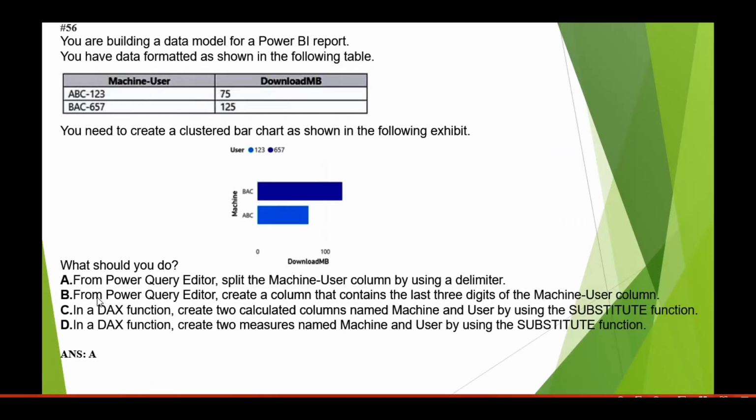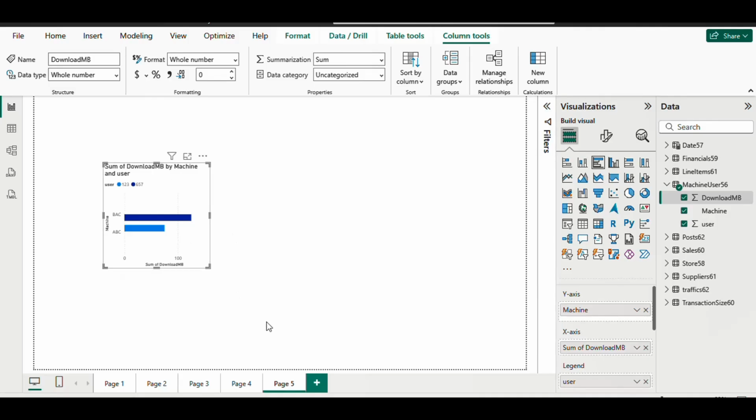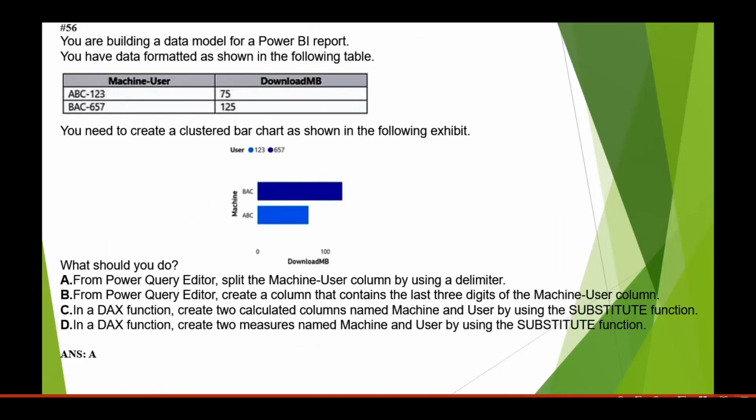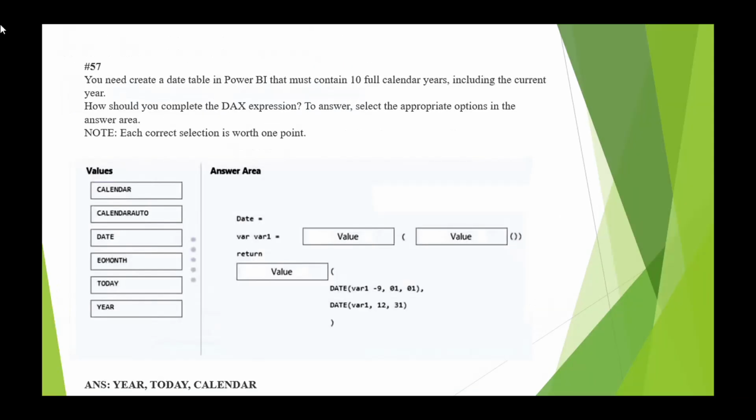So from this ABCD option, what is the correct one? From Power Query Editor, split the machine-user column by using a delimiter. The first one is the correct answer, so that we can achieve this visual. Option A is correct.